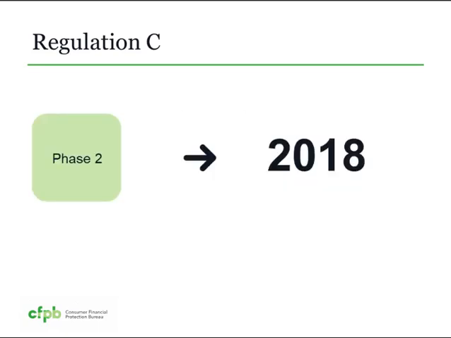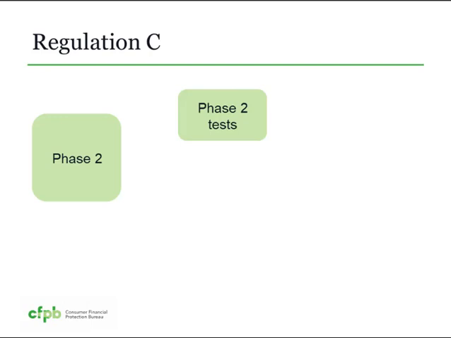The second phase changed the scope of institutional coverage and became effective beginning on January 1, 2018. The second phase adopts the same loan volume threshold test for both depository institutions and non-depository institutions. Note that Regulation C continues to have separate coverage tests for depository institutions and non-depository institutions.